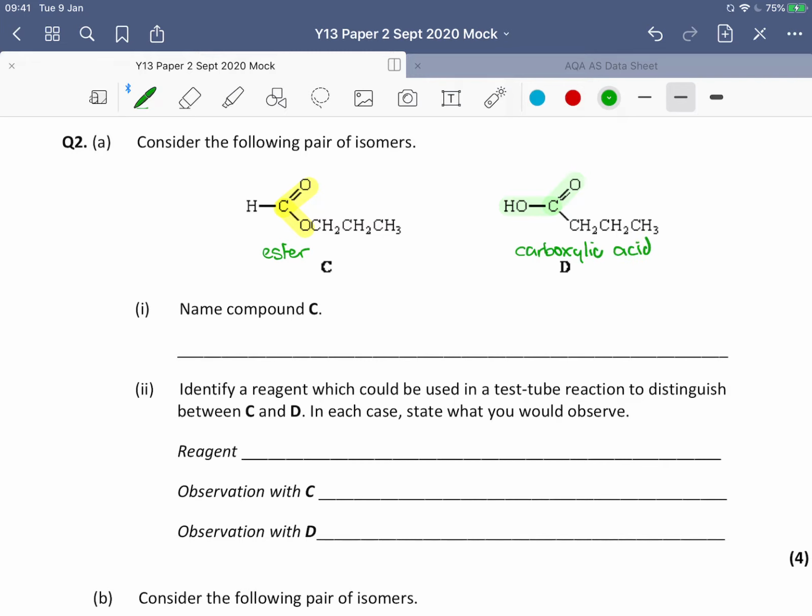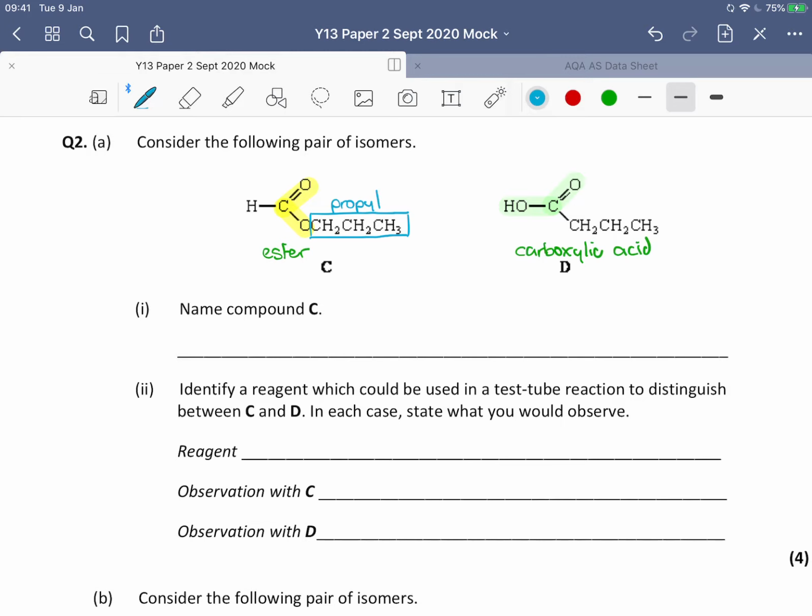Okay, so it says name compound C. So the names of esters come in two parts. The first part of the name is the alkyl group that's attached to the oxygen. All right, so that's the first part of the ester name. And we've got 3 carbons, and it's going to be propyl.